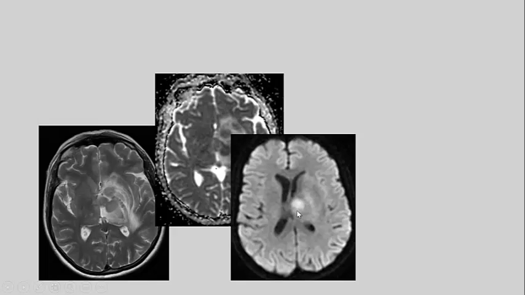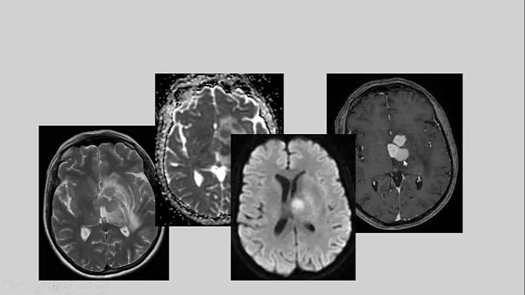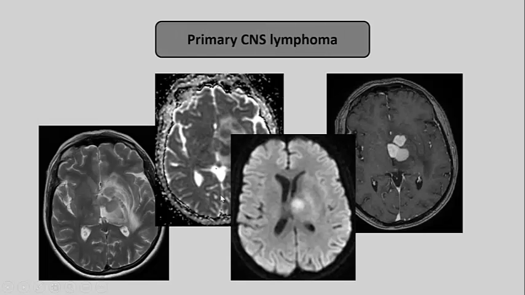Also, some neoplasms favor the location of the basal ganglia. Here, for example, these are lesions which are hypointense on T2 and surrounded by edema. They also display diffusion restriction on DWI, and finally they have homogeneous and strong enhancement following IV contrast administration, and this was primary CNS lymphoma.